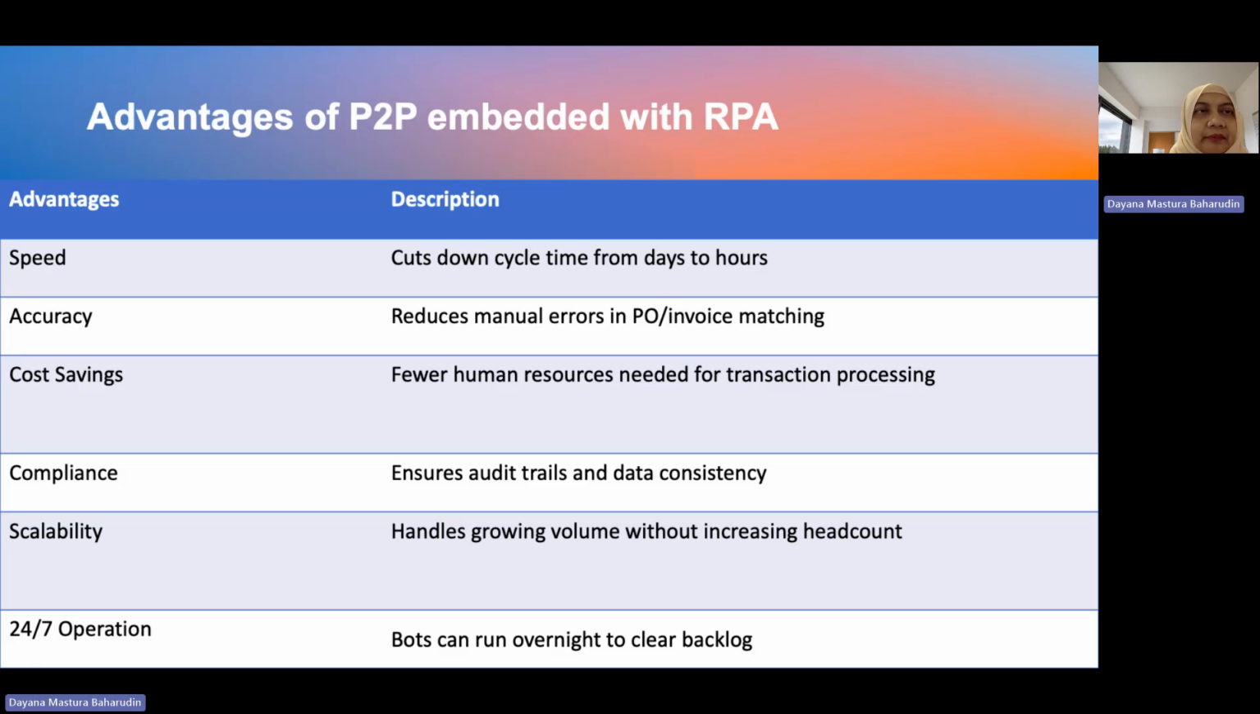Okay, now looking at advantages of P2P embedded with RPA. Well, you can see here, advantage number one, speed. Cuts down cycle time from days to hours. Accuracy: reduces manual errors in PO invoice matching. Cost savings: fewer human resources needed for transaction processing. Compliance: ensures audit trails and data consistency. Scalability: handles growing volume without increasing headcount. Finally, 24/7 operation. Okay, this humans cannot compete.